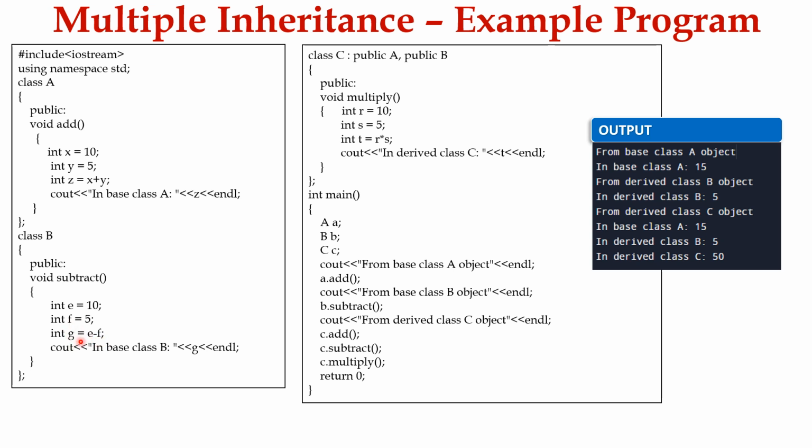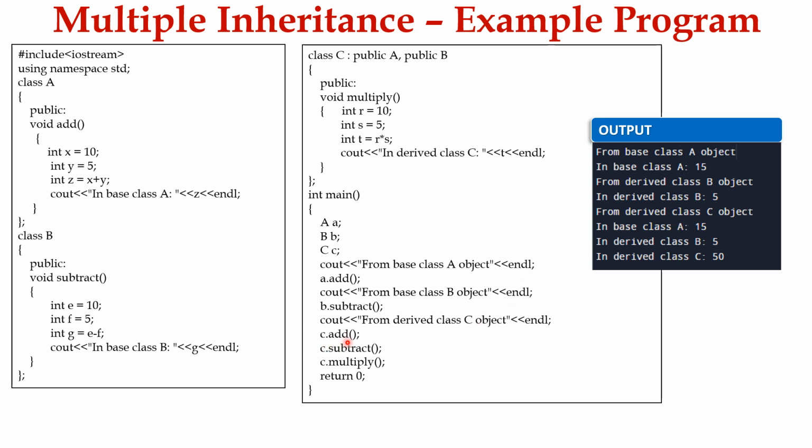The value of the variable g is displayed to the user using the cout statement, that is, in base class B, the value of g, 5, is displayed to the user as shown in the output. After executing this function, the control is transferred to the main function. Here we can see the cout statement, "from derived class C", displayed to the user.